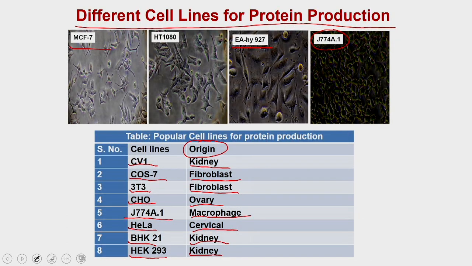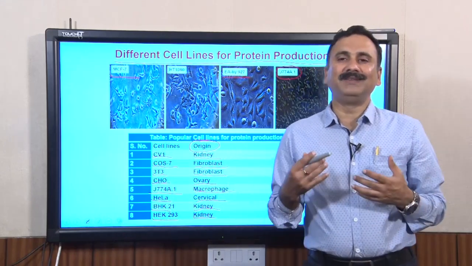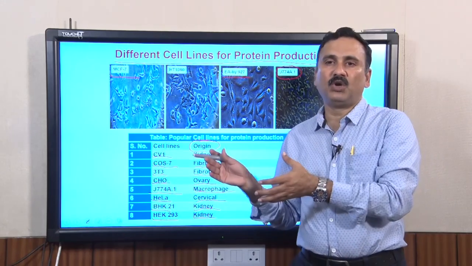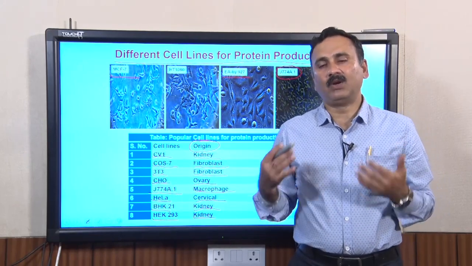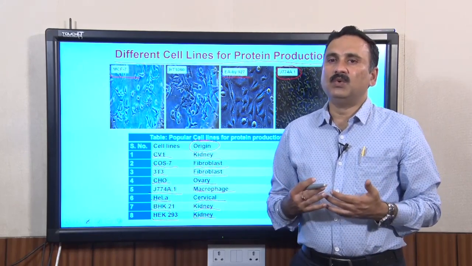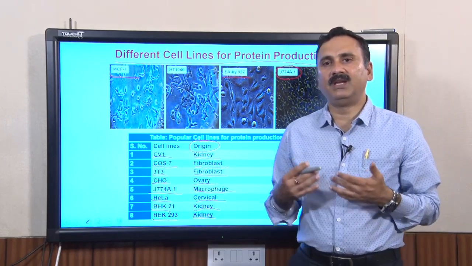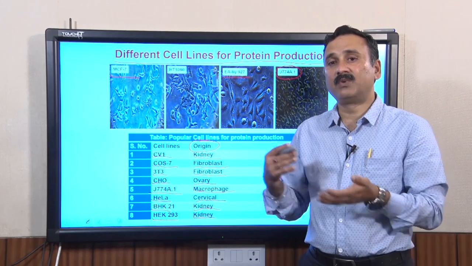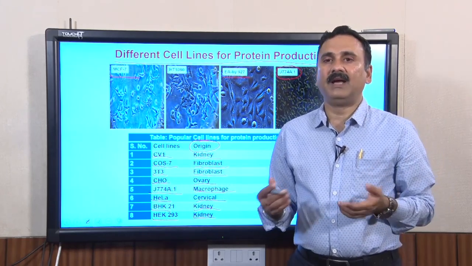And among these cell lines, why are we talking about them? Because you have to choose the cell line according to the origin of the foreign gene. For example, if I have to overexpress a cytokine gene for protein production, I would prefer to use immune cells. In those cases, I may prefer to use the J774, which is a macrophage cell line.